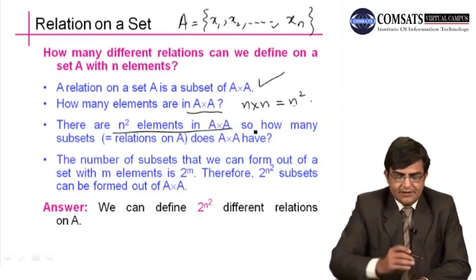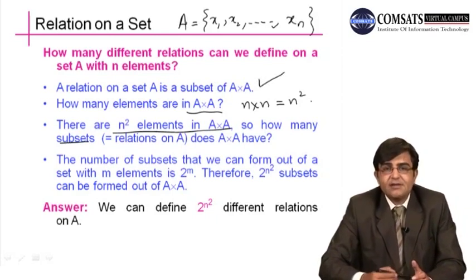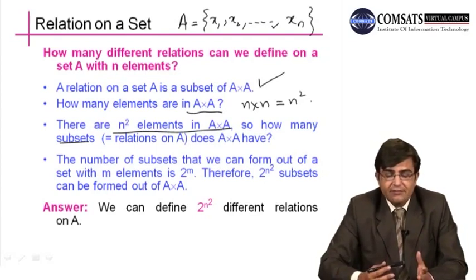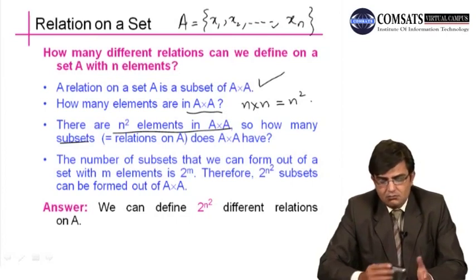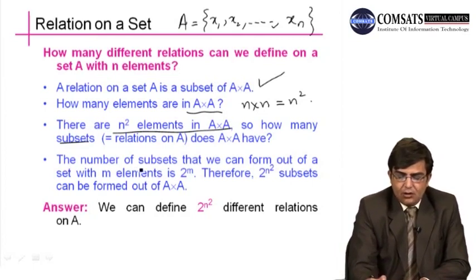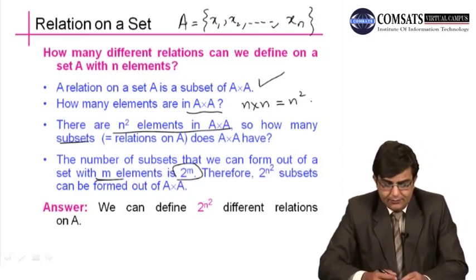So how many subsets? Now, the relation is a subset of the Cartesian product of A and A. Now if we have a set which has n square elements, then how many subsets can we define from A cross A? So the number of subsets that we can form out of a set with m elements is 2^m, as we know by the basic set theory.